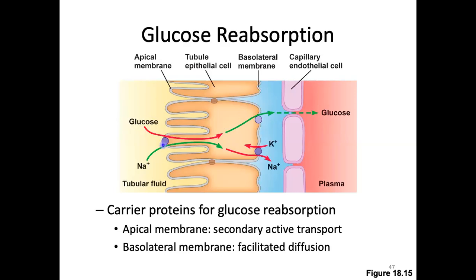When there's too much glucose, this carrier protein can't pull all that glucose in as fast as you need it to, and so glucose is left in the urine. Normally, this guy plugs and chugs and it's fine. But when you have high blood sugar, in the case of diabetes mellitus, you have too much glucose, and all that glucose can't possibly be reabsorbed.